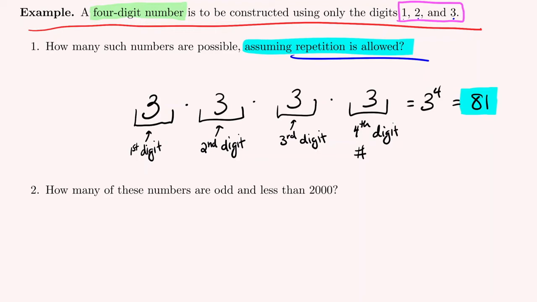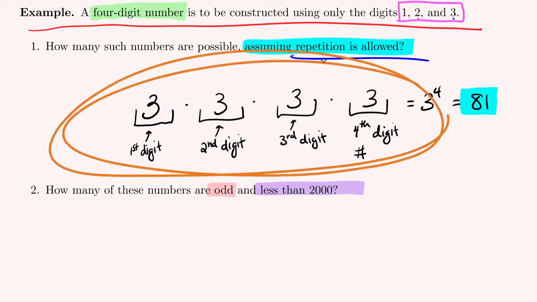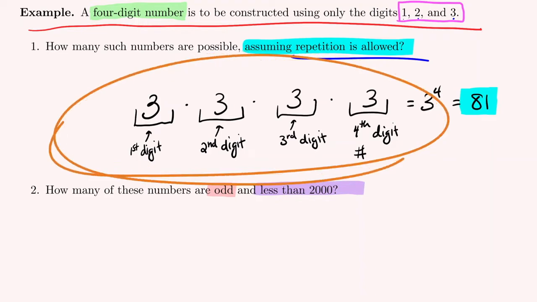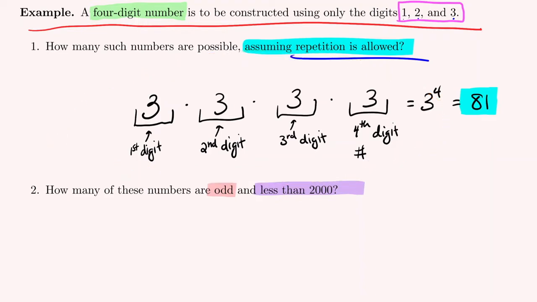So instead, we want to really understand this descriptor of odd and less than 2,000. How can we make sense of this in terms of our 4-step process? Because we understand this breaking it up into separate steps. So we need to be able to phrase what does odd or less than 2,000 mean in terms of these 4 steps.